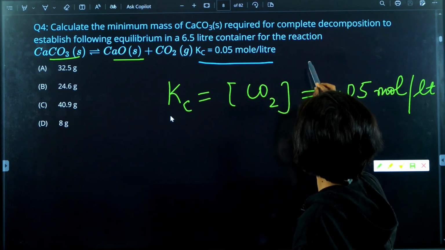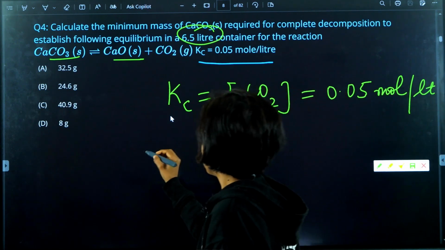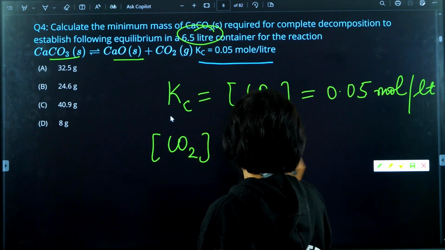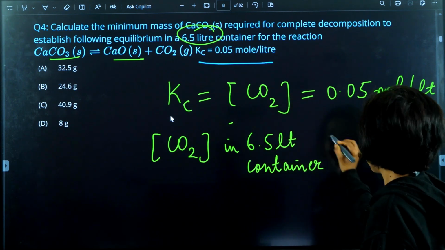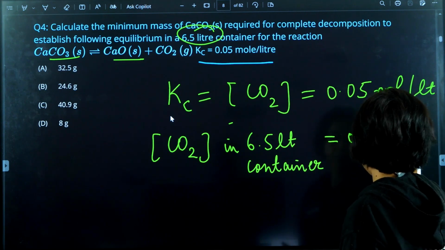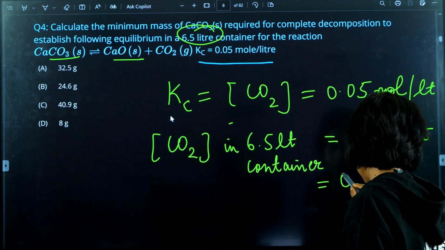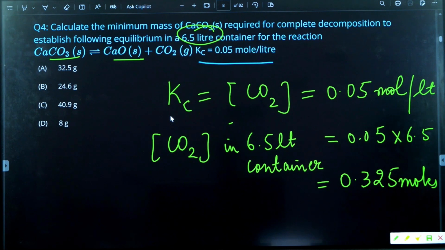Now, because the container is 6.5 liters, what is the concentration of CO2 in 6.5 liters? This value, 0.05, is per liter, so I will multiply it by 6.5. This is for 1 liter, and times 6.5 you will get your answer: 0.325 moles in 6.5 liters. Please check. Yes, so these many moles of CO2.